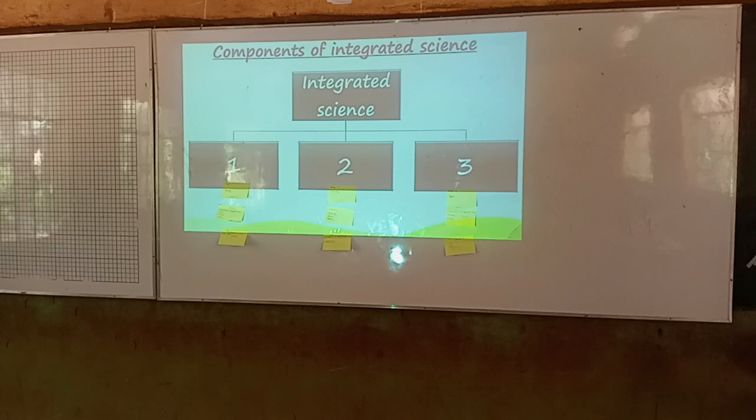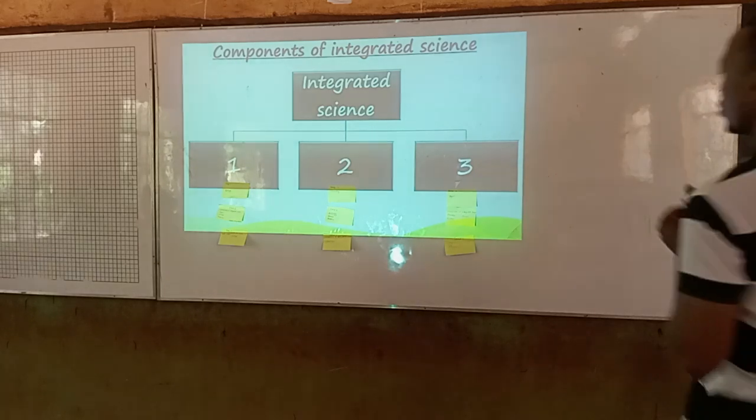Are we together? Yes. Now, last which group will, yes. Tell us. Is it Glory or is it Jane? Yes, Glory. This is group 4. We have discussed components of integrated science: 1, biology; 2, physics; 3, chemistry. Thank you for listening. Very good, Glory, for representing group 4.